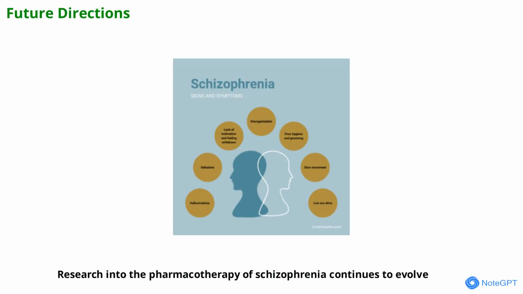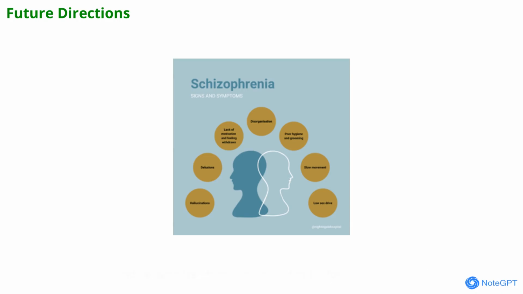Research into the pharmacotherapy of schizophrenia continues to evolve. New medications and treatment strategies are being developed to improve efficacy, reduce side effects, and address the unmet needs of patients. Advances in genetics, neuroimaging, and personalized medicine hold promise for more targeted and effective therapies in the future.